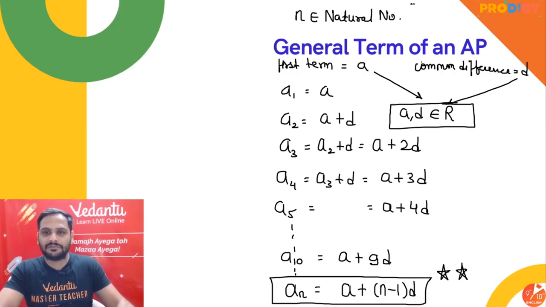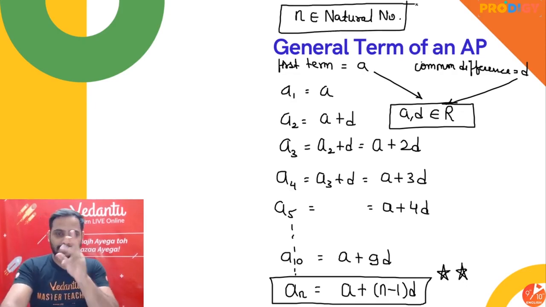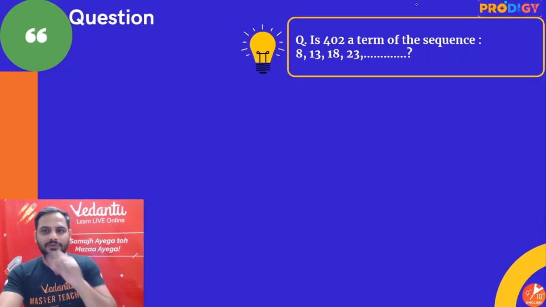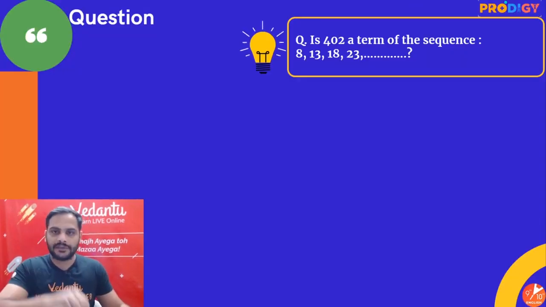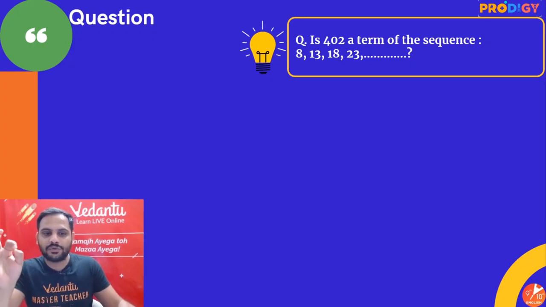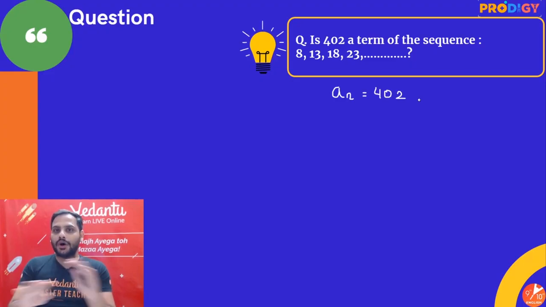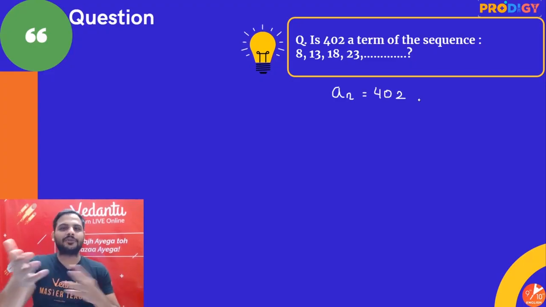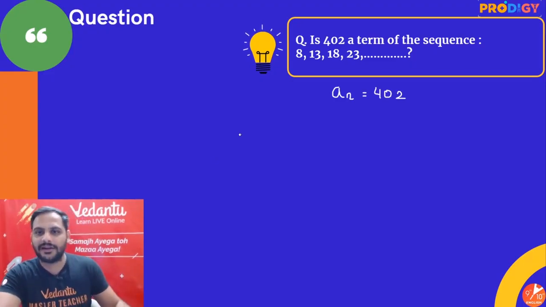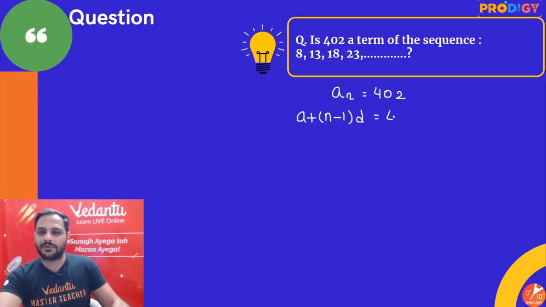N will be a natural number. A and D can be any real number. Very important thing, that is the basis for this question. If 402 is a term of this sequence, the value of n will be a natural number. So let's say 402 is the nth term, and let's see what the value of n is. If n is a natural number, 402 is a term of this sequence. But if n is not a natural number upon calculation, I can say 402 is not a term of this sequence, right? So an will be a plus n minus 1 into d is equal to 402.